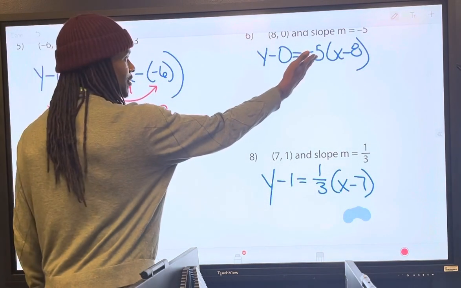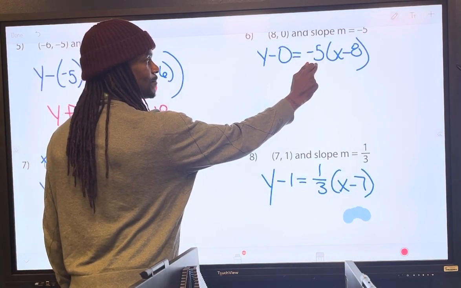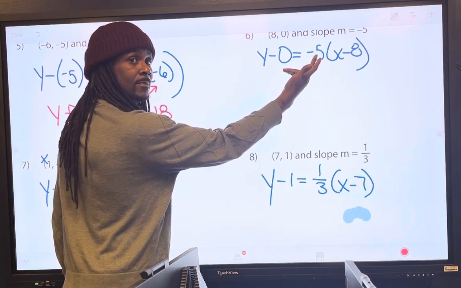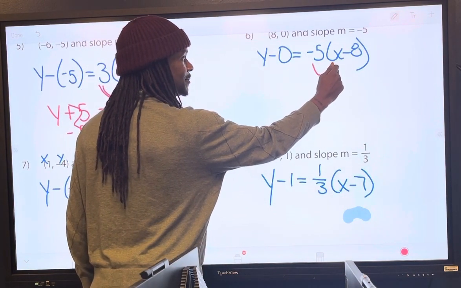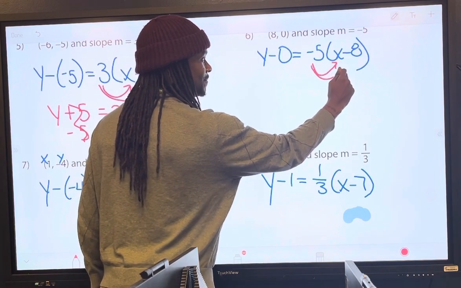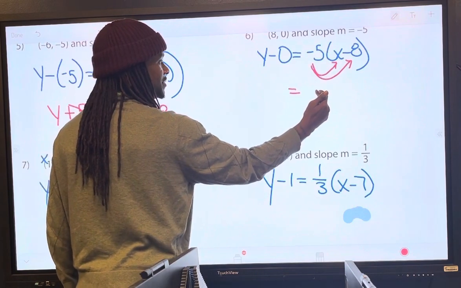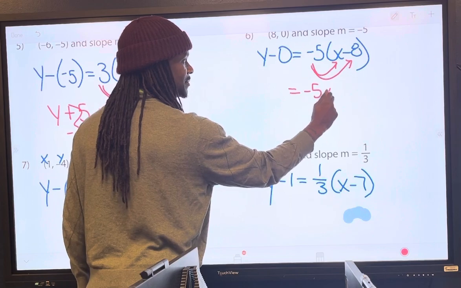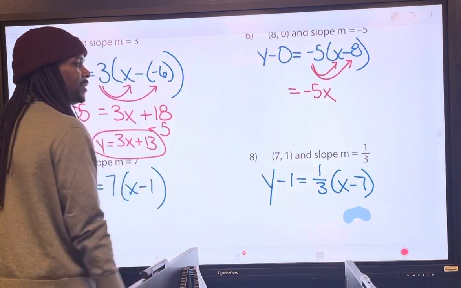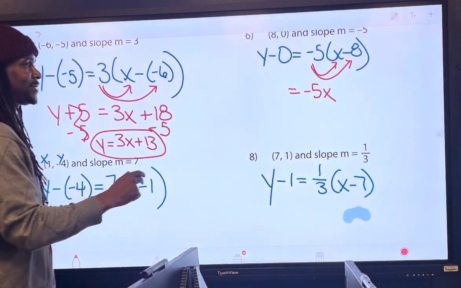Like here, what do I start with? Watch how easy this one is. Look, what do I do? Distribute the negative 5 to x and negative 8. Good. Now, what's negative 5 times x? Negative 5x. Negative 5 times negative 8. 40. Good job. 40.